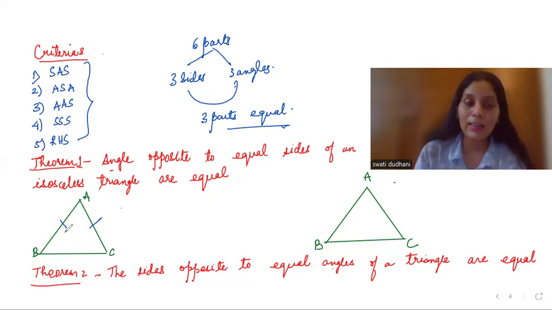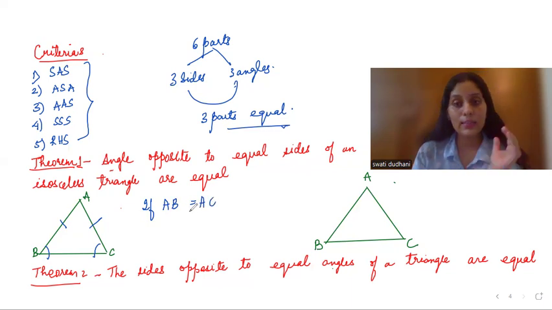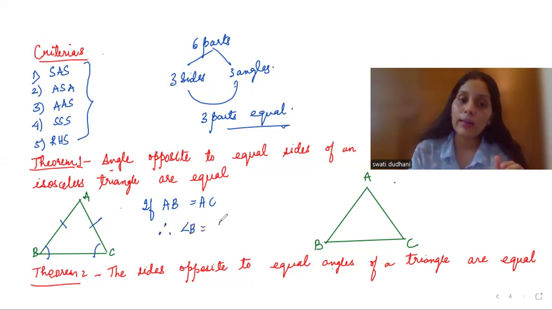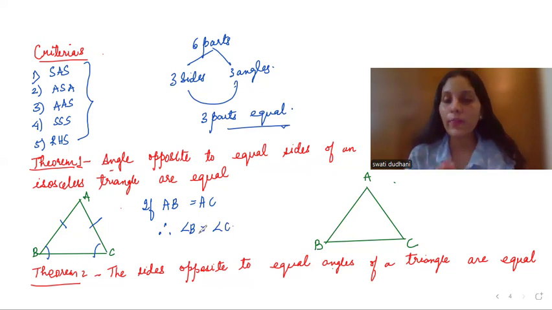What is the angle opposite to AB? It is angle C. And what is the angle opposite to AC? It is angle B. So angles opposite to equal sides of an isosceles triangle are equal. If AB is equal to AC, as given, then their opposite angles will also be equal. Therefore, angle B is equal to angle C. Very, very important.